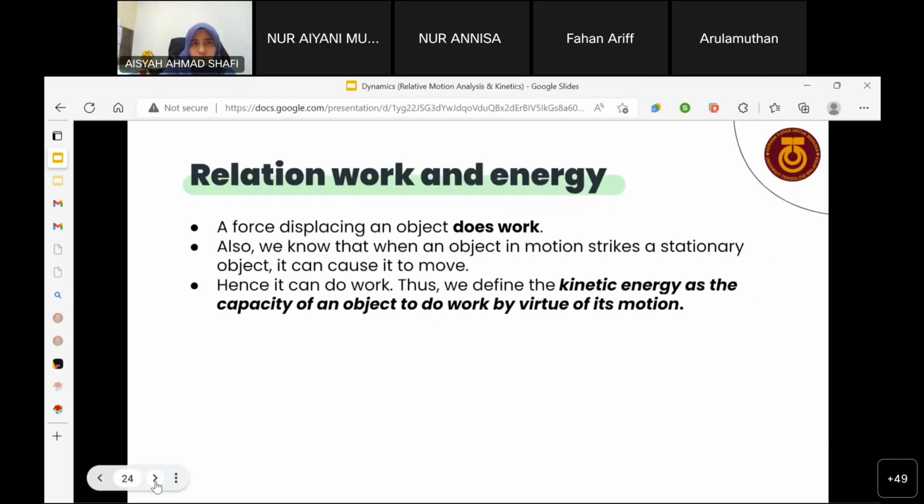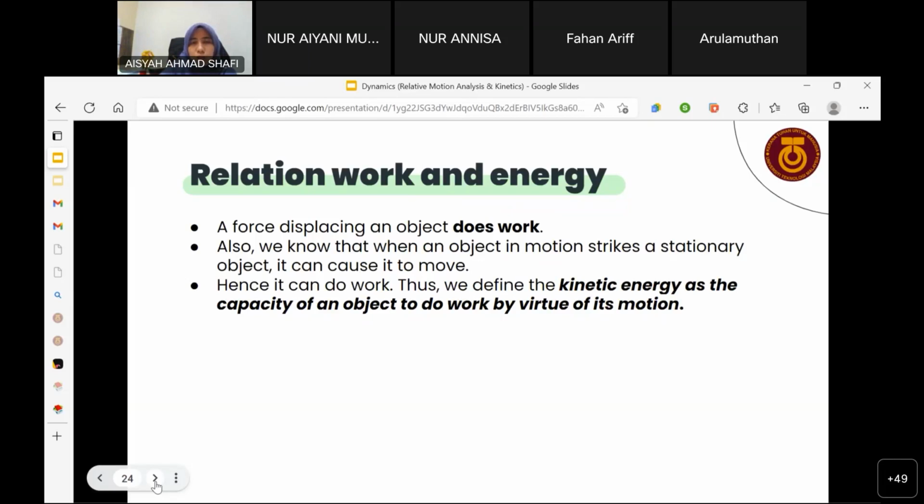Okay, so relation of work and energy. A force displacing an object does the work. That means the work is when a force displaces an object, it has work. So the work actually is the process of the motion, the process of the movement, it has work.